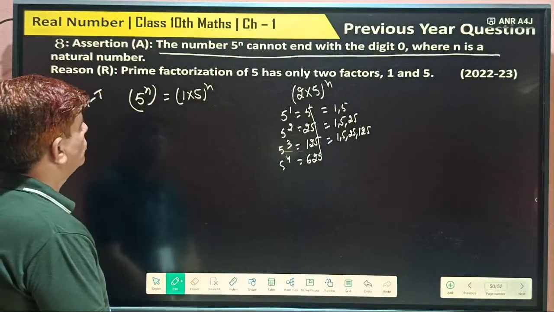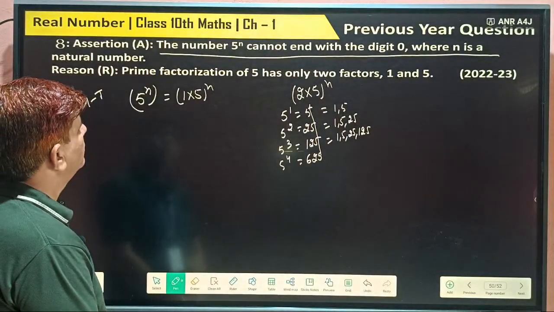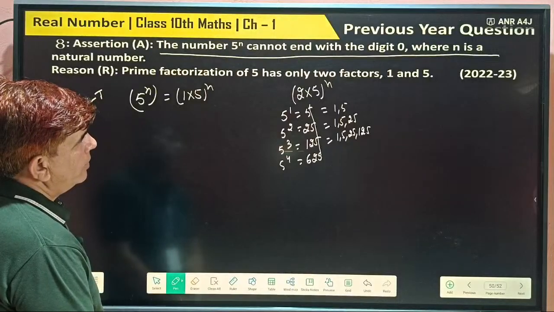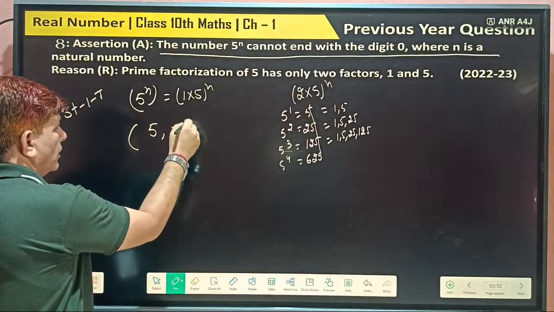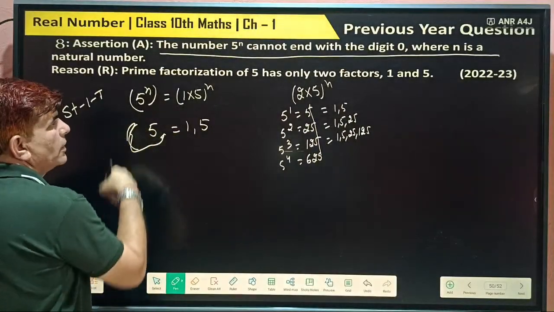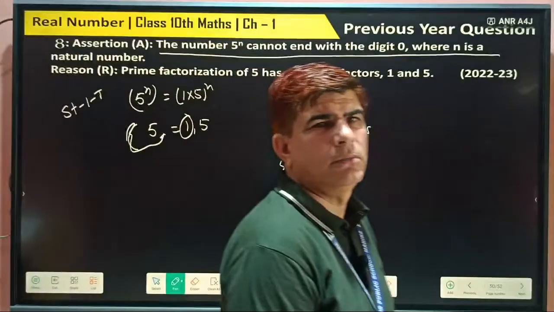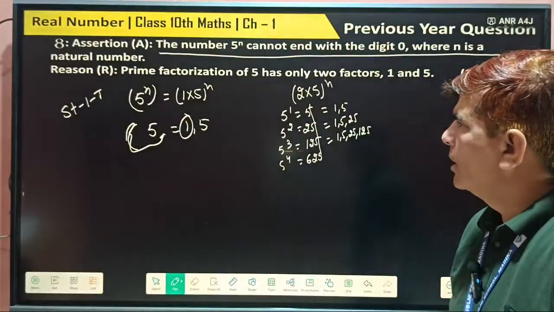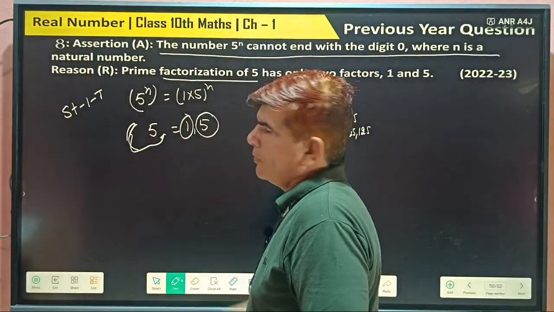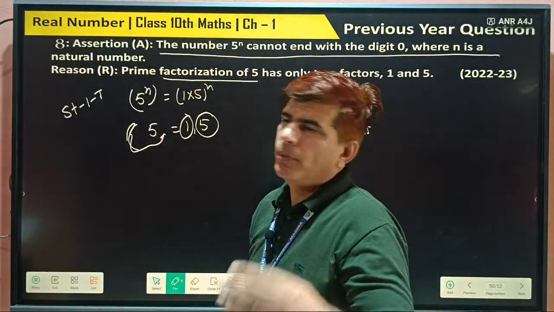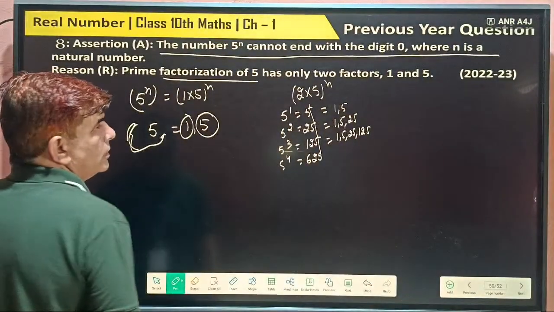Statement 2 says prime factorization of 5 has only 2 factors, 1 and 5. Definitely the factors of 5 are 1 and 5, but 1 is not a prime number, and here it is written prime factorization. So only 5 is the prime factor of 5. So statement 1 is true, statement 2 is not.